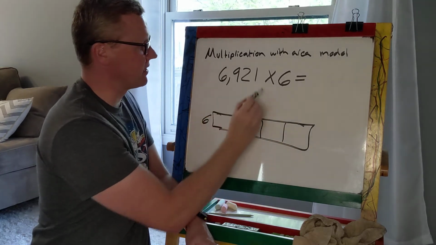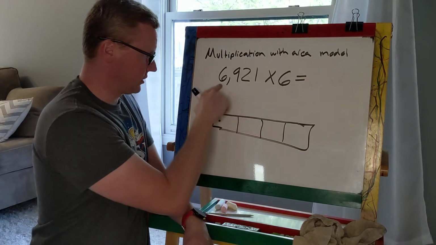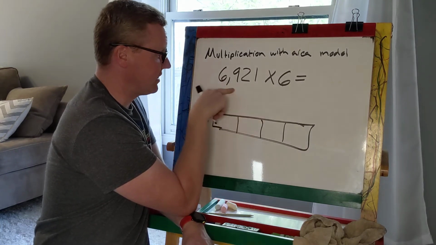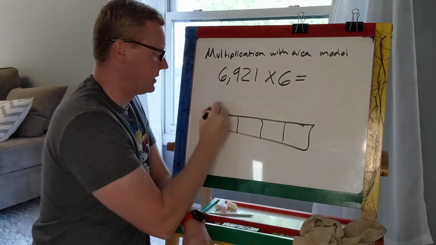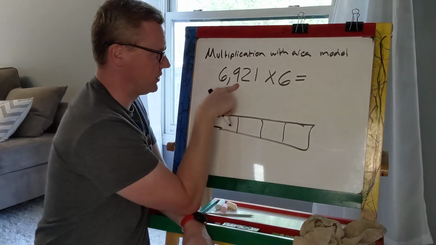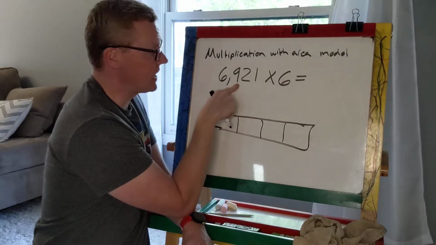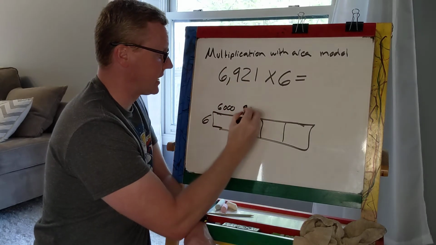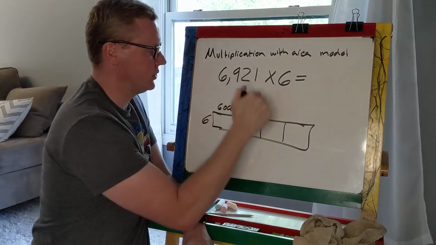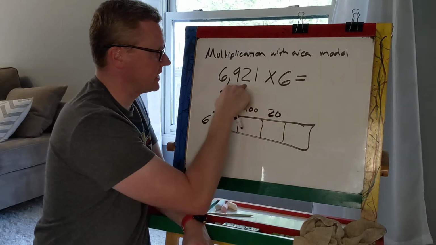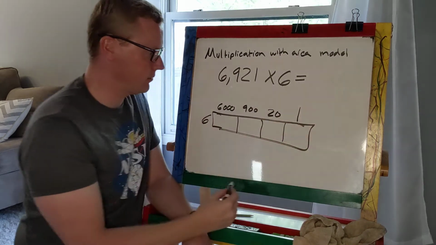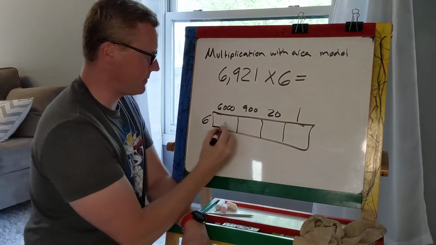Now we can break up this number into its place values. So our first digit is, what value is it? Well, it's in the thousand spot, and it's a 6, so it's worth 6,000. What's our next digit we have to use? A 9, and it's in the 100 spot, so it's worth 900. What's our next digit? Is a 2, so it's worth 20 because it's in the 10 spot. And our last one is a 1, and it's in the 1 spot, so it's only worth 1. Now we can multiply them out.